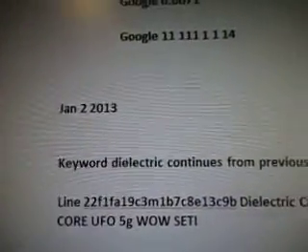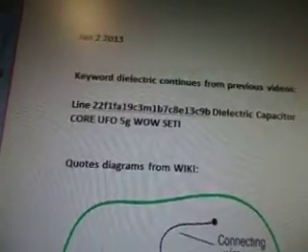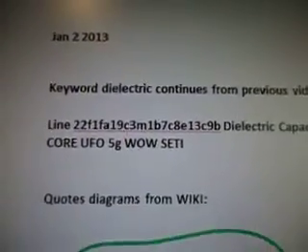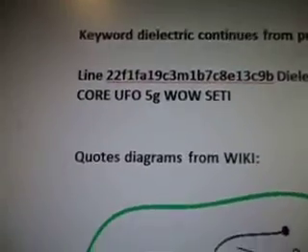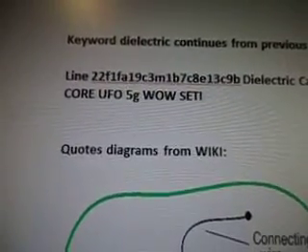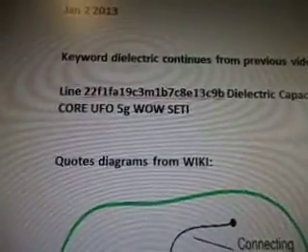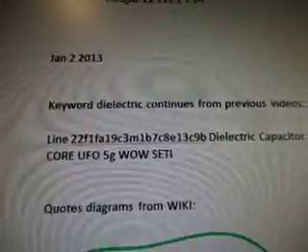So we got some formulas in this one. So January 2nd, 2013 was when I was working on it. Today's January the 8th. The keyword dielectric continues from the previous video, line 22f1fa19c3m1b7c8e13c9b. Dielectric, capacitor, core, UFO 5G Wow Seti.